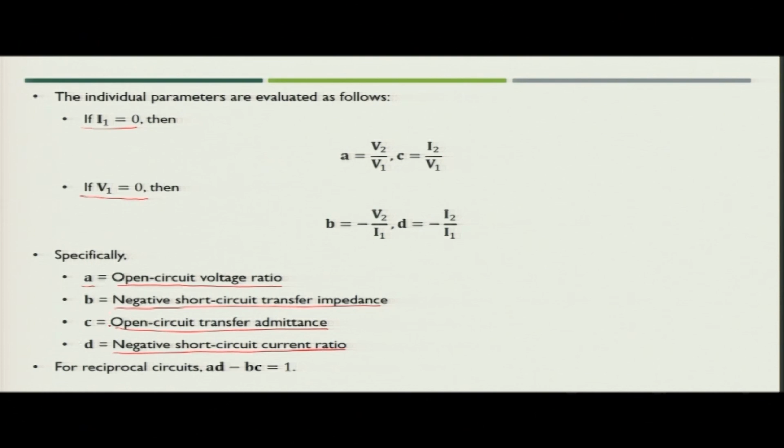So, these small ABCD parameters can also be utilized in the case of transmission lines, particularly in power systems, because here also we get the impact of the output variables, that is V2 and I2, on the input variables, that is V1 and I1. So, here we will say that the circuit is reciprocal if AD minus BC equals 1.